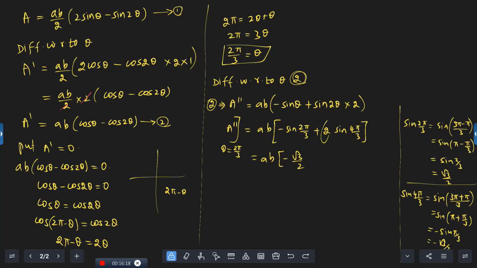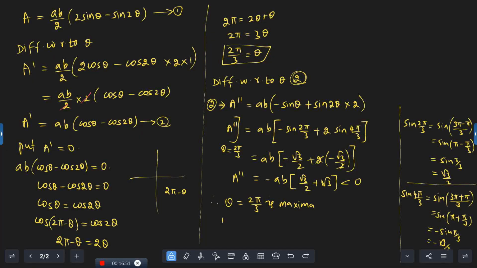But we have to multiply by 2 also. So that is plus 2 into minus root 3 divided by 2. If you take minus outside, the 2 cancels and we get plus root 3 after taking minus outside, so it is less than 0. The double derivative is less than 0, so what can we say? Maxima. Therefore theta equal to 2 pi by 3 is maxima.